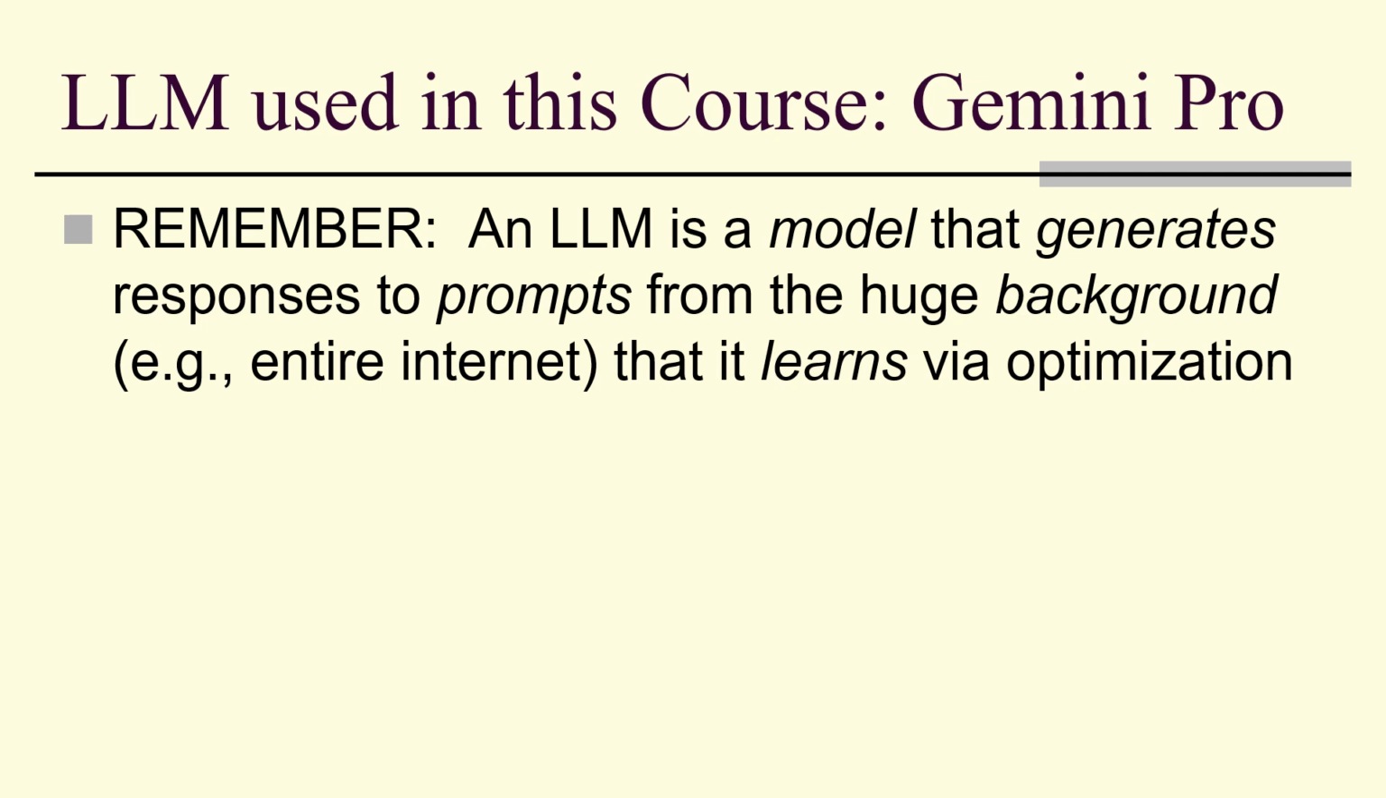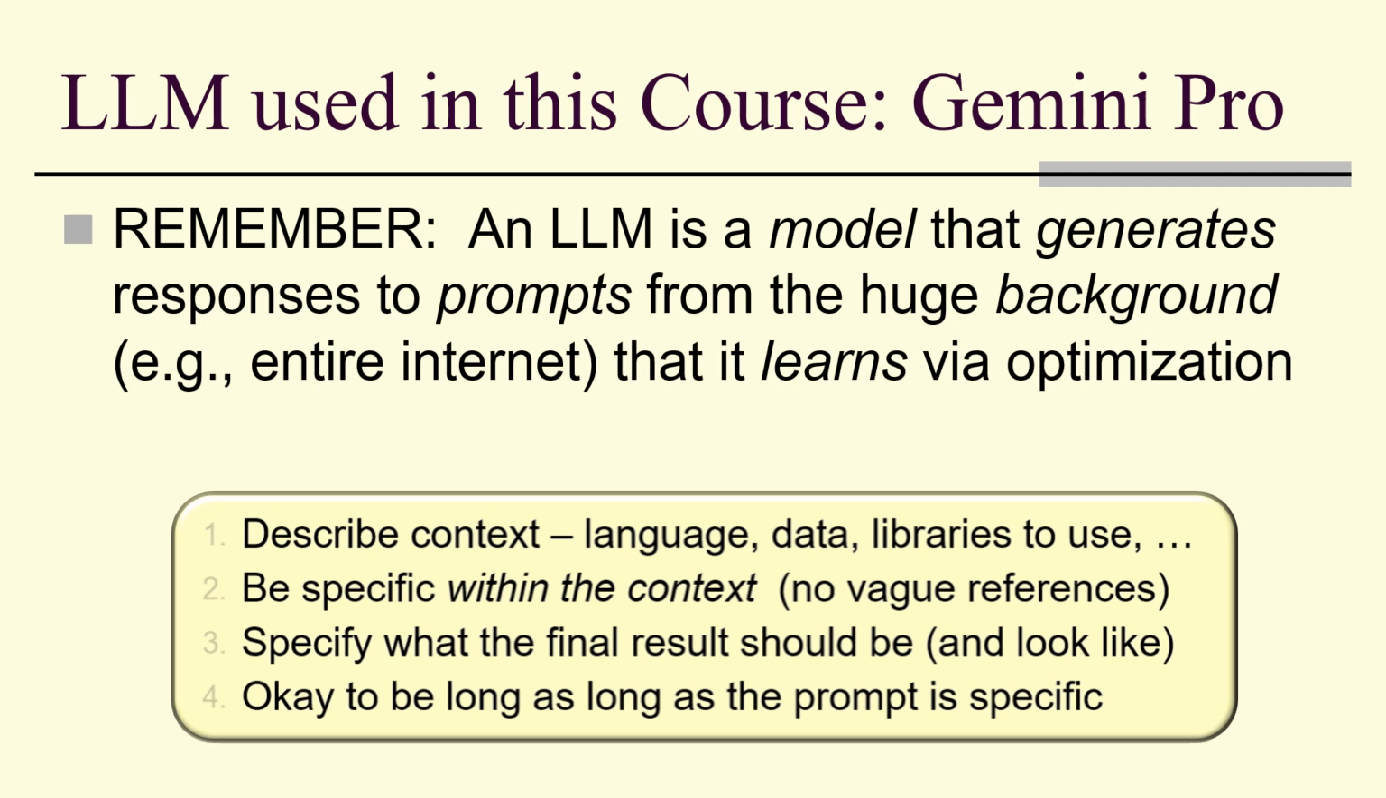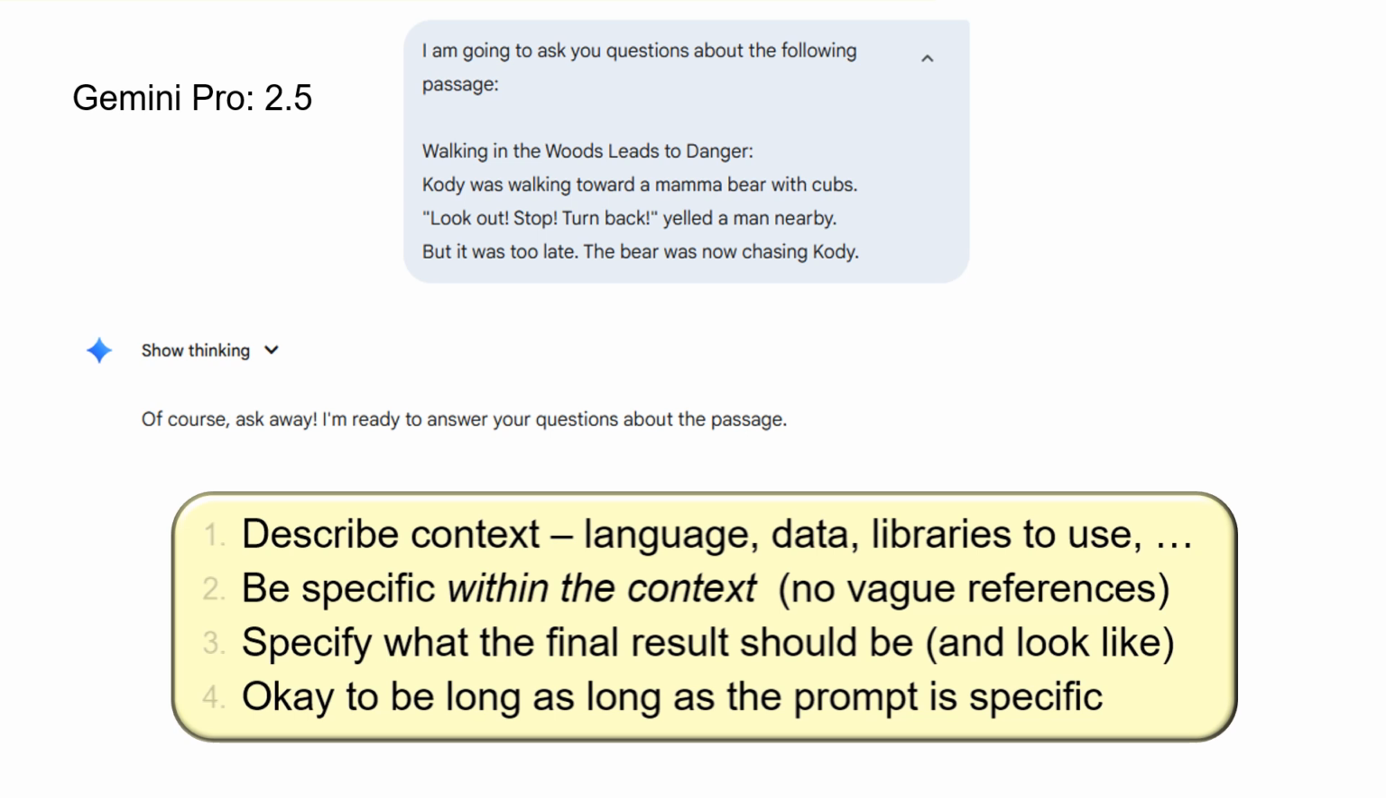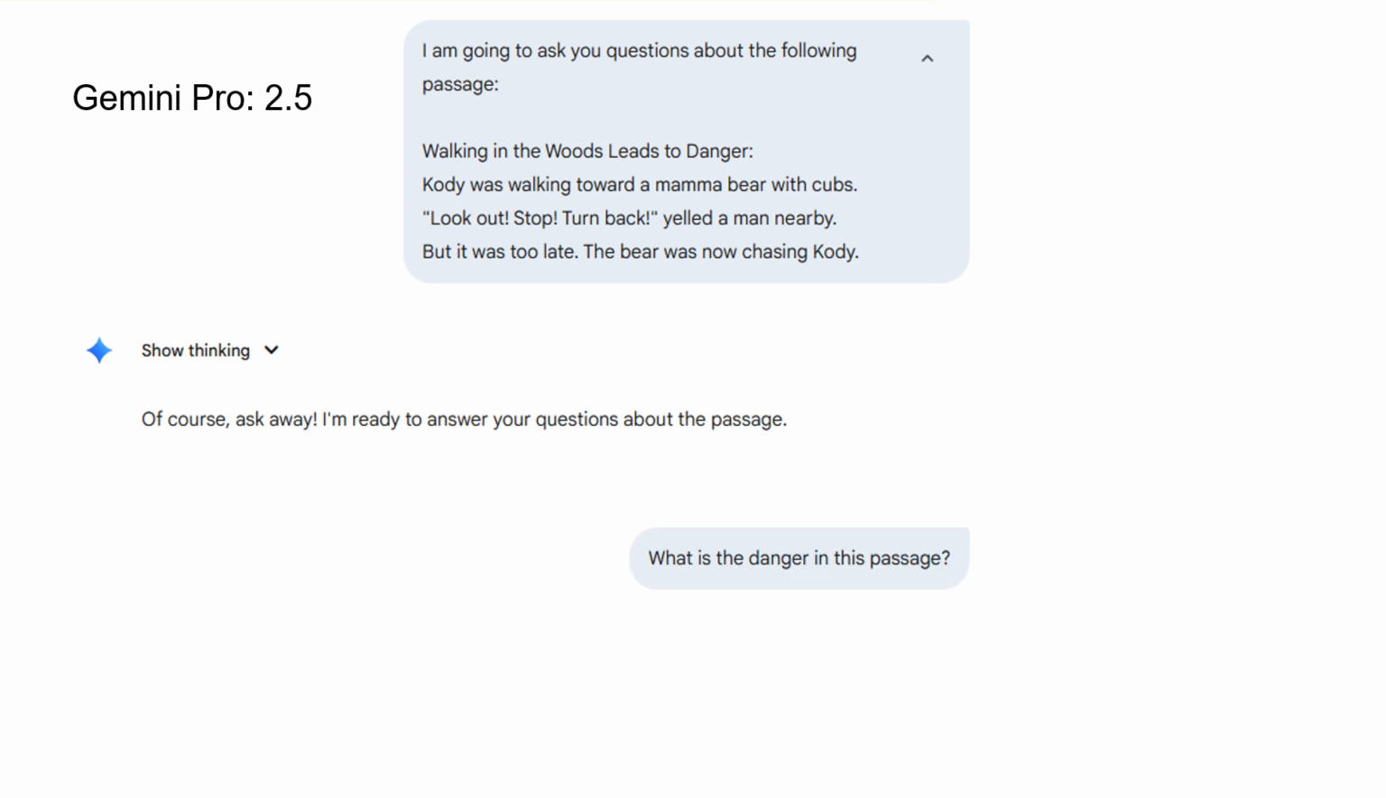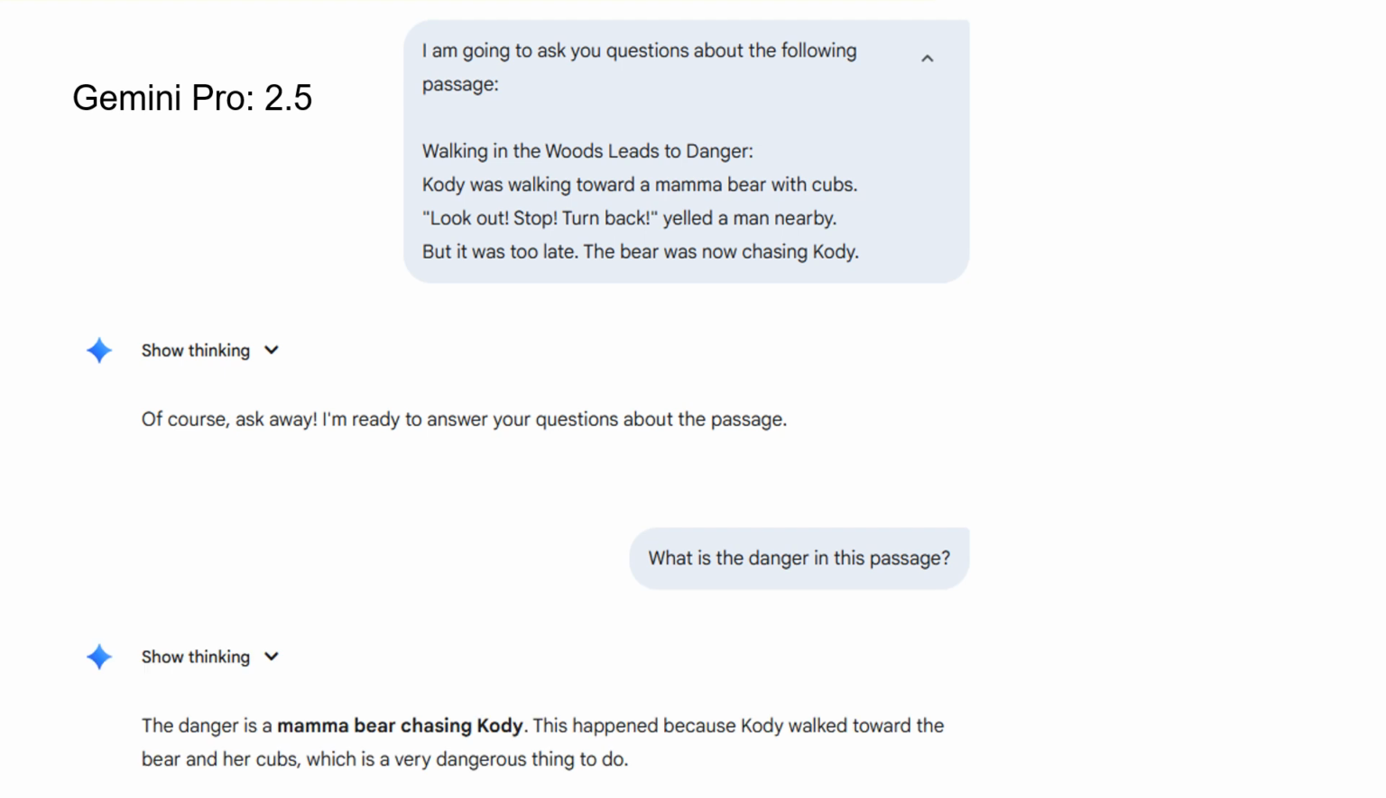So remember, a large language model is a model that generates responses to prompts from the huge background that it learns via optimization. Remember our 4 very basic guidelines for asking prompts. So I'm going to ask about the following question. Walking in woods leads to danger. Cody was walking toward a mama bear with cubs. Look out, stop, turn back, yelled a man nearby, but it was too late. The bear was now chasing Cody. We looked at this earlier. What is the danger in this passage? Well, as we saw earlier, it says the danger is a mama bear chasing Cody because Cody walked toward the bear and her cubs. That's a very dangerous thing to do.